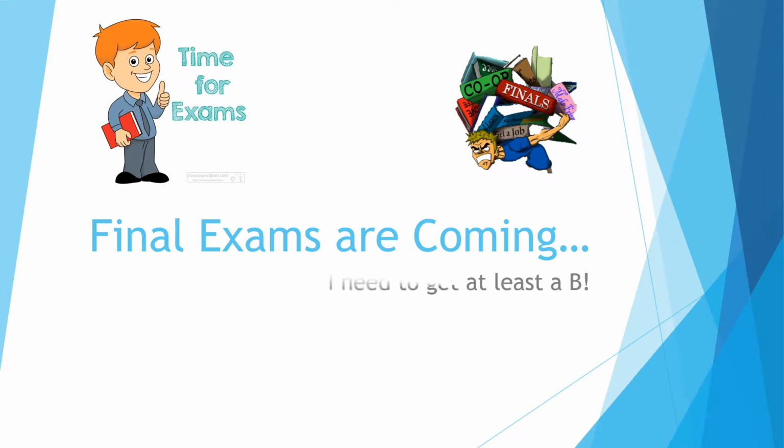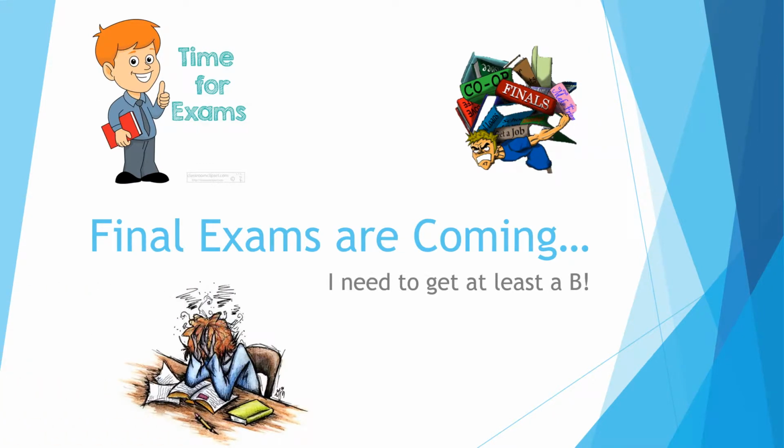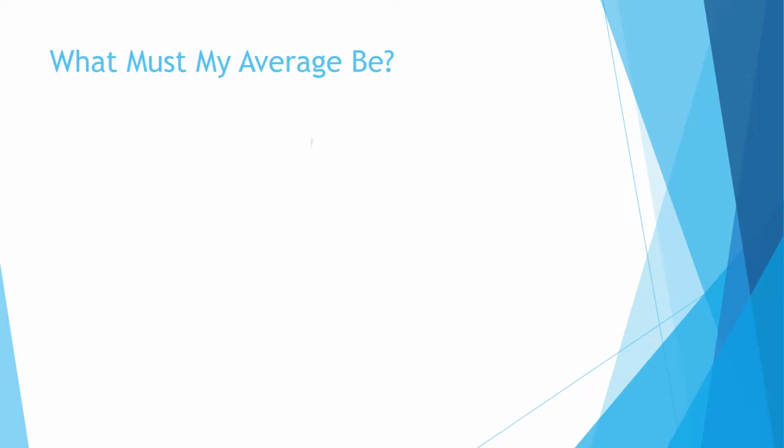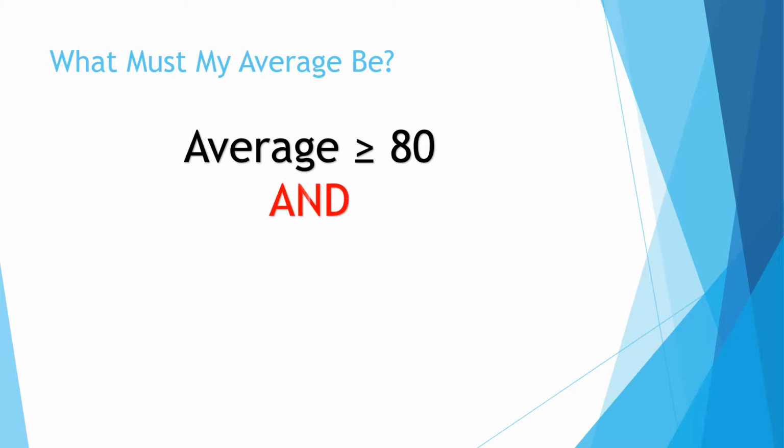It's time for exams. This is a common scenario for students as we get close to exam time, and they know they want to get at least a B, for example, in this case. So what does that mean? Well, that means that the average has to be greater or equal to 80. Okay, that's one constraint. And, of course, the average has to be less than or equal to 100.